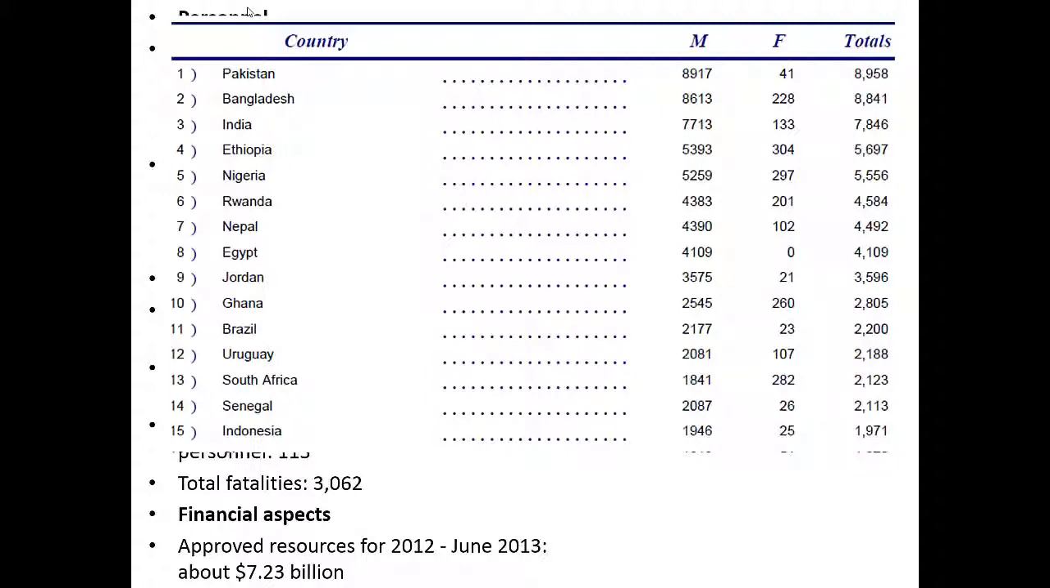This table just looks at a few countries which contribute the most troops to the UN. And in the bottom right-hand corner, we can see Australia is ranked 73rd. We contribute a mere 64 troops to UN peacekeeping. The countries at the top of this list obviously contribute close to 10,000.